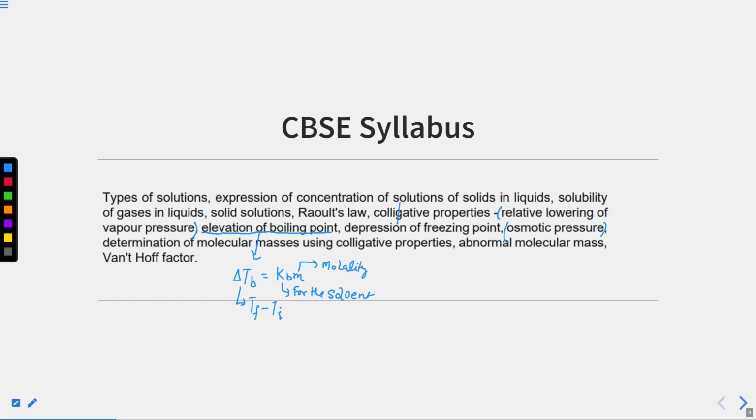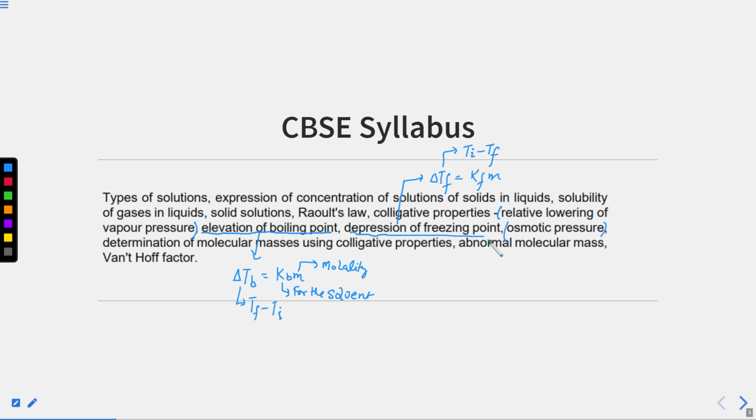Similarly, if we are looking at depression in freezing point, we have delta TF equals KF m, where KF is the cryoscopic constant and delta TF is T initial minus T final. Why is it so? Because we are seeing a depression, meaning the final one is smaller than the initial one. Therefore, we will take T initial minus T final. So these are the two colligative properties, and these are their formulas.